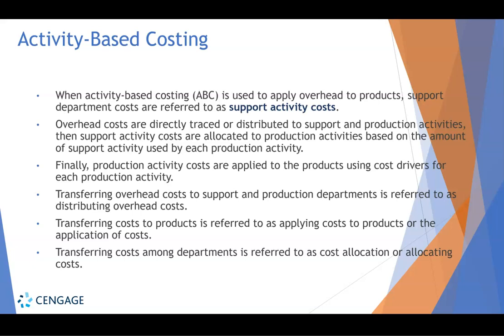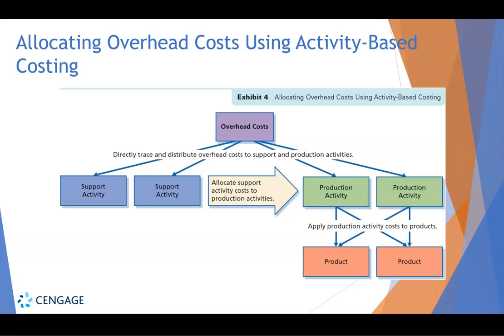When we transfer overhead costs to the support and production departments, we refer to it as distributing overhead costs. Transferring costs to products is referred to as applying costs to products, or application of costs. And then transferring costs among departments is referred to as cost allocation, or what we just call allocating costs.